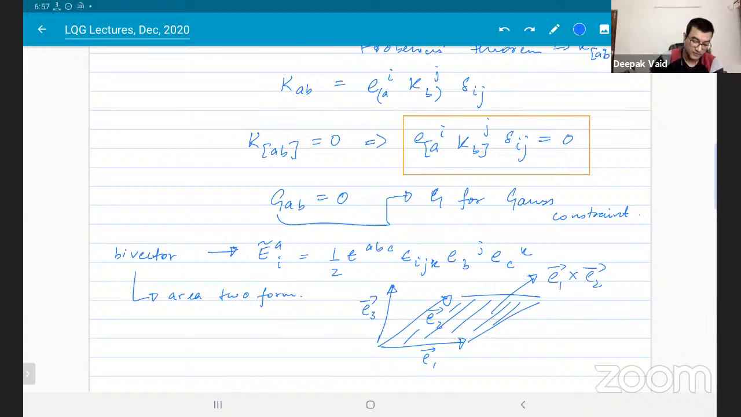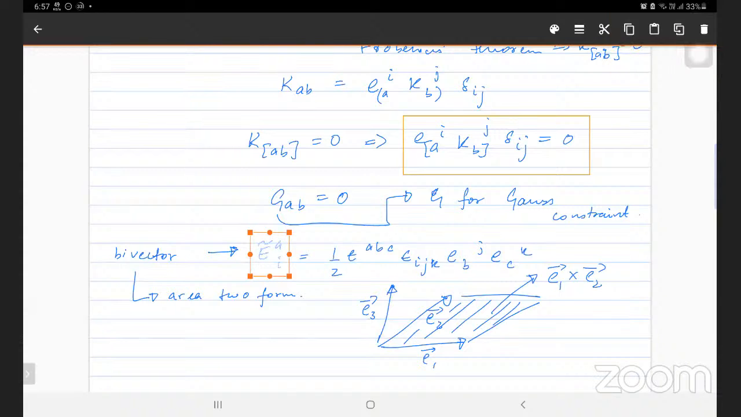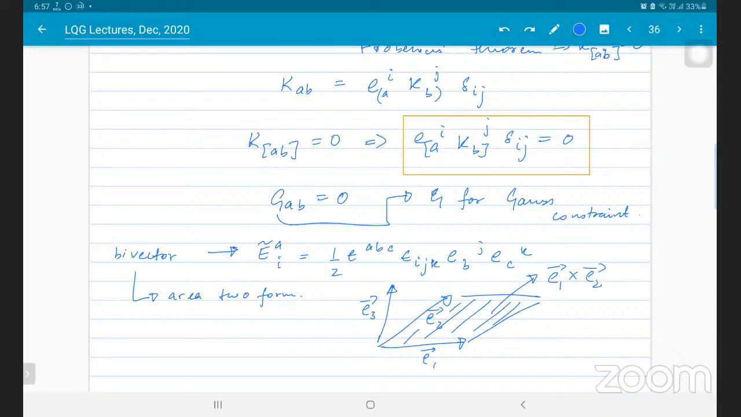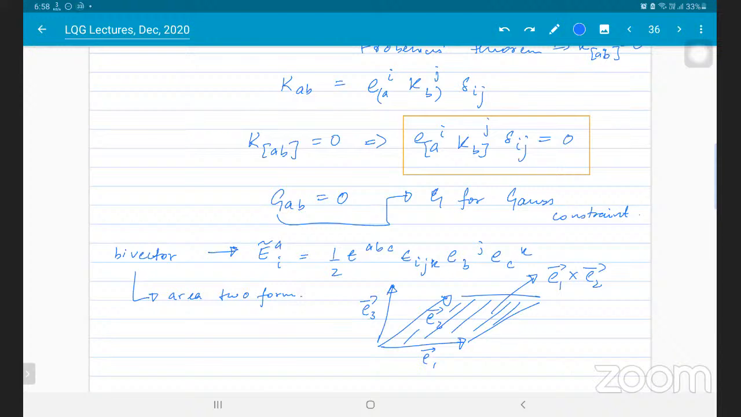Mustafa, your question is, is it fair to think of this as a one form, if I consider the triad to be a vector? I mean, it is a one form, right? Because you take the cross product, you get a two form. You're taking the dual of that two form, you get a one form. Oh, okay. Thank you.